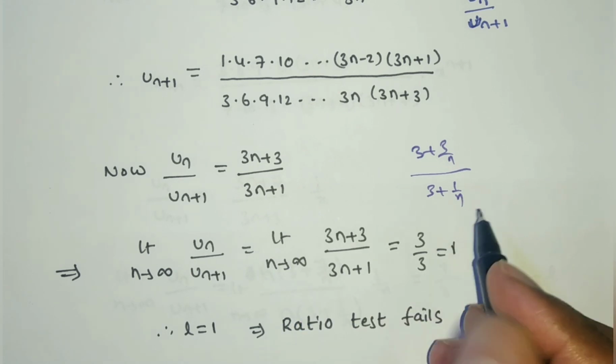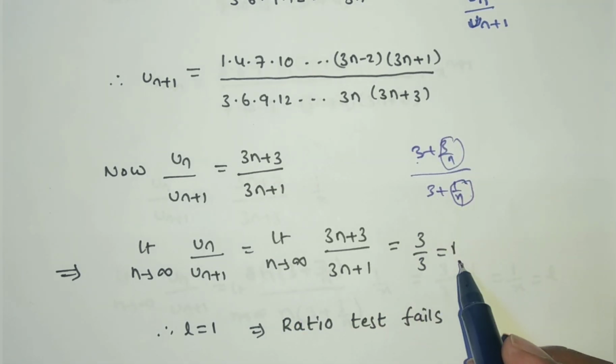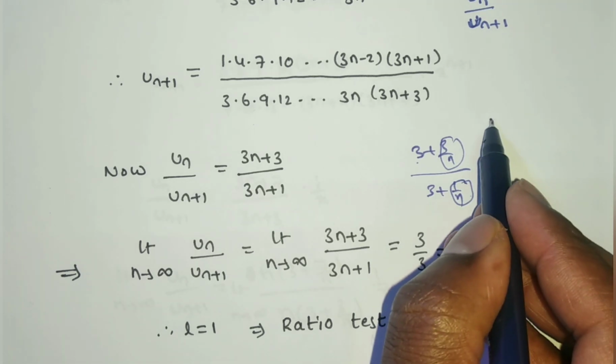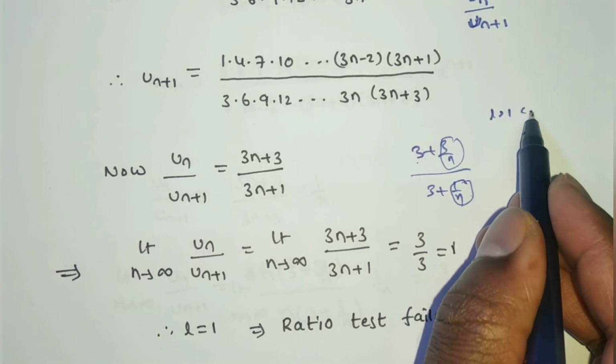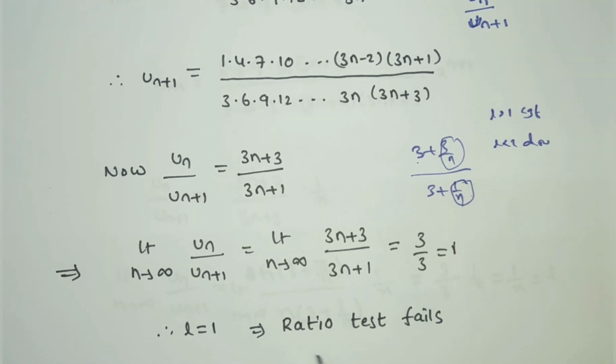As n tends to infinity, 1 by n goes to 0. This is 0, this is 0. So you will have 3 by 3, and 3 by 3 is 1, which is the limit. L is equal to 1 in the ratio test. We know that if L is greater than 1, the series is convergent, if L is less than 1, the series is divergent, and if L is equal to 1, the test fails.